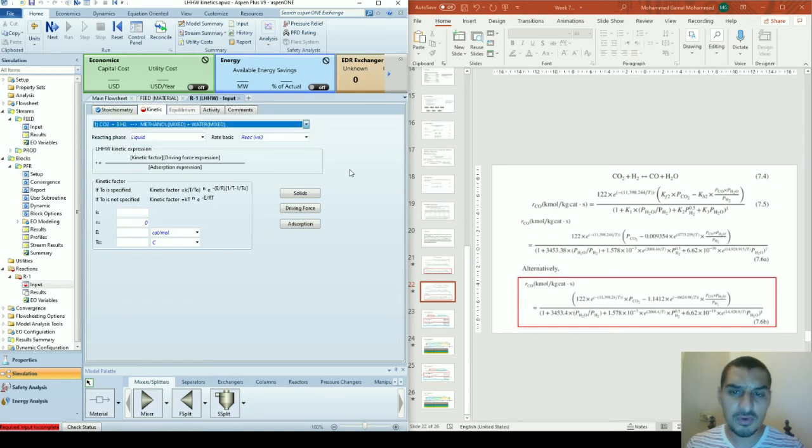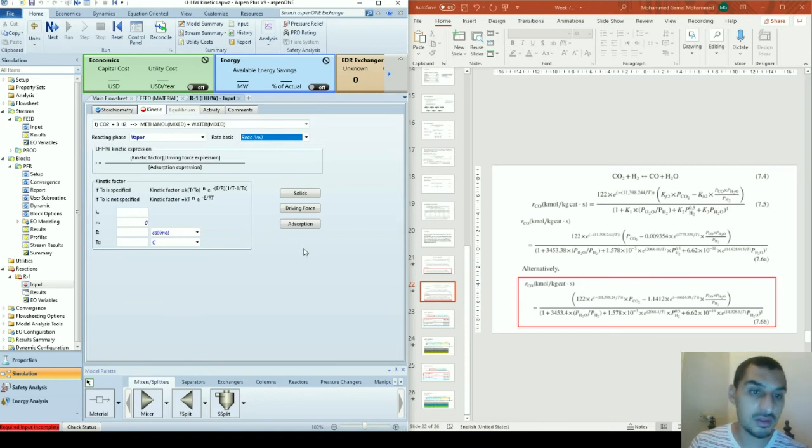It's similar to the power law kinetics, but we have here some buttons that were not shown before: the driving force and the adsorption terms. So this is a vapor phase reaction because we are working at high pressure with volatile components, and the basis is going to be either the reactor volume or the catalyst weight. So I'm going to make it the catalyst weight because it's a catalytic reaction.